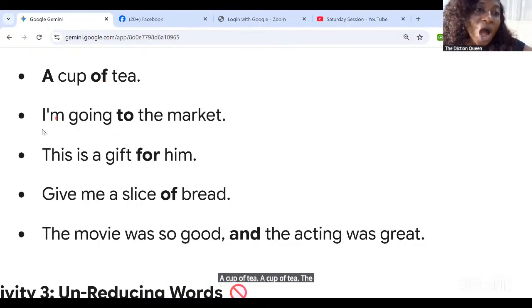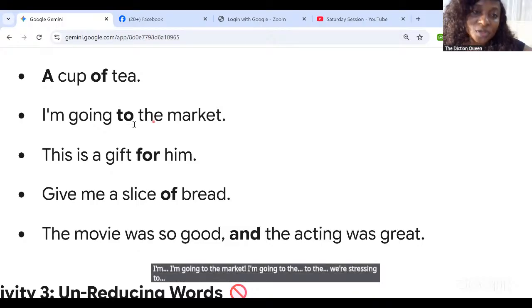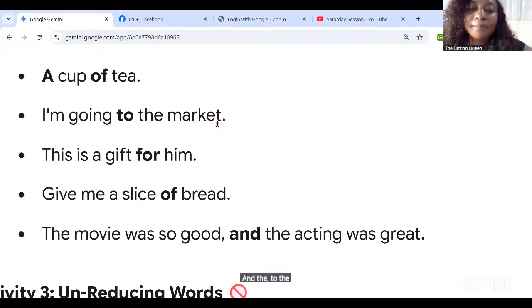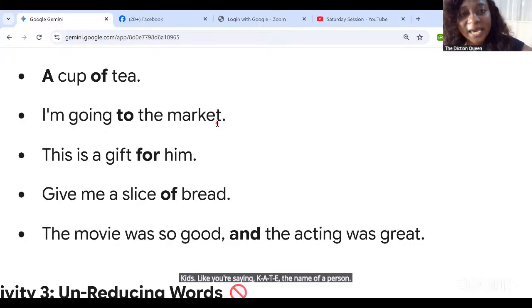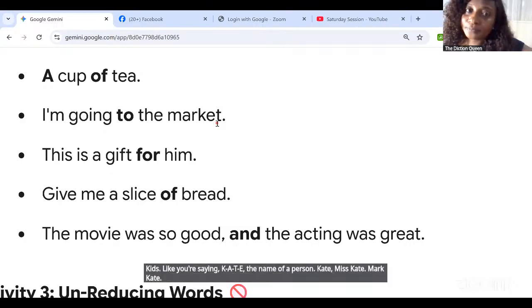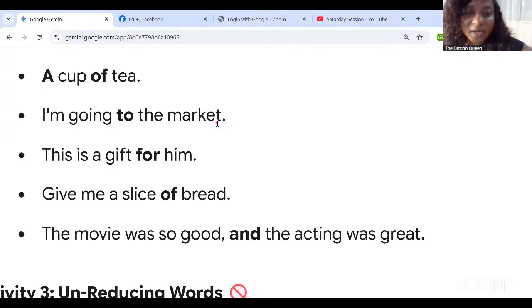The next one, now a lot of people do not know how to pronounce I'm and when they are contracted. This is a contracted word, I and am put together to make one word. I'm going to the market. I'm going to the, we're stressing to and the. To the market. Please don't say market, Kate, like you're saying Kate, the name of a person. Miss Kate. Market. I'm going to the market.